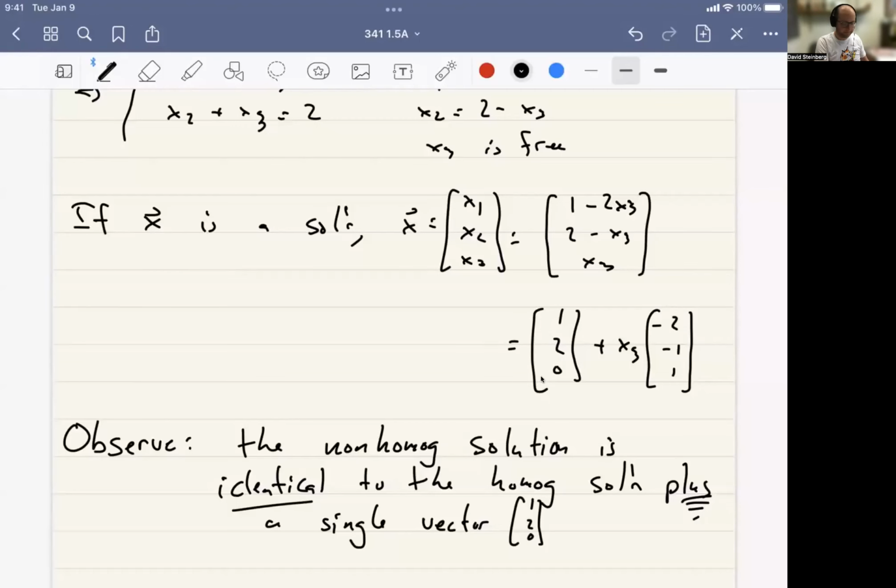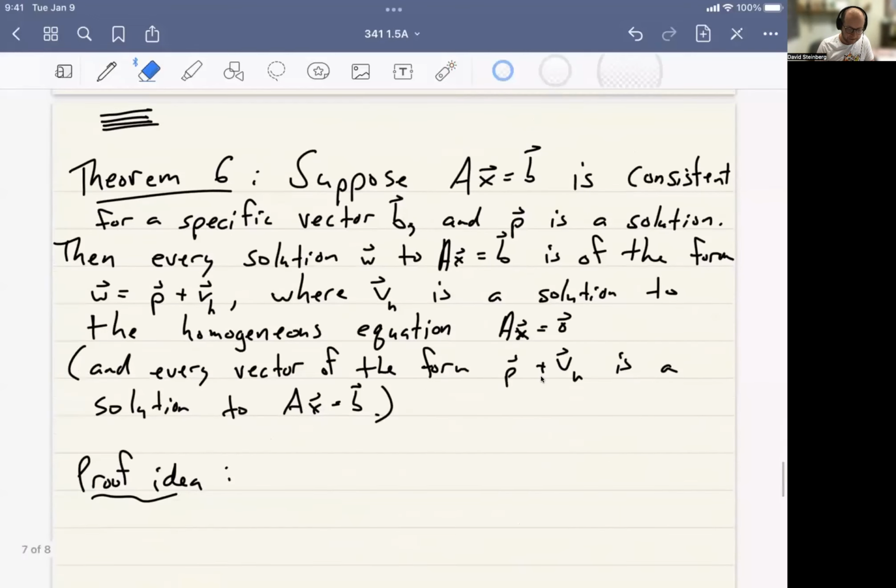Let's write up this theorem that says this observation that we made here is always true. It's always the case that the homogeneous solution is buried inside of your non-homogeneous solution. Theorem 6. Suppose AX equals B is consistent for a specific vector B, and that P is a solution to this system. Then every solution W to this equation, our non-homogeneous equation, looks like P plus some homogeneous solution.